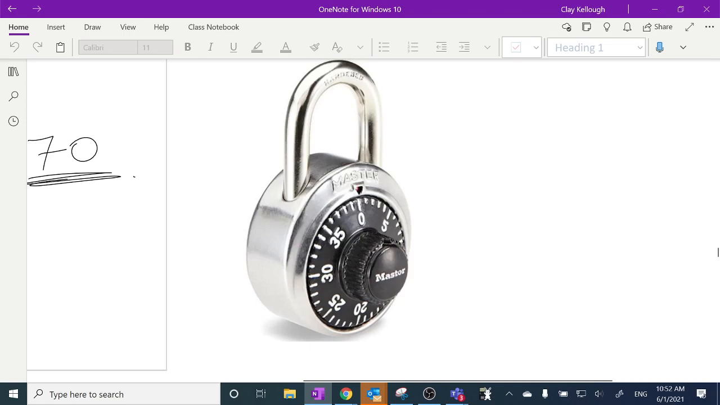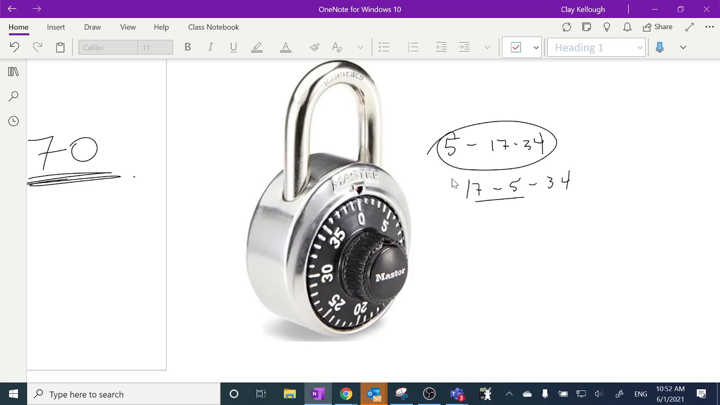Now I got to ask you, say that your combination on this thing was, I don't know, 5, 17, 34. Well, if you entered it in as 17, 4, or 534, would it open? If this was your combination and you did them in this order, would it open the lock? The answer is no. Order matters, right? These things are completely and totally misnamed. They should not be called combination locks. They should be called permutation locks.